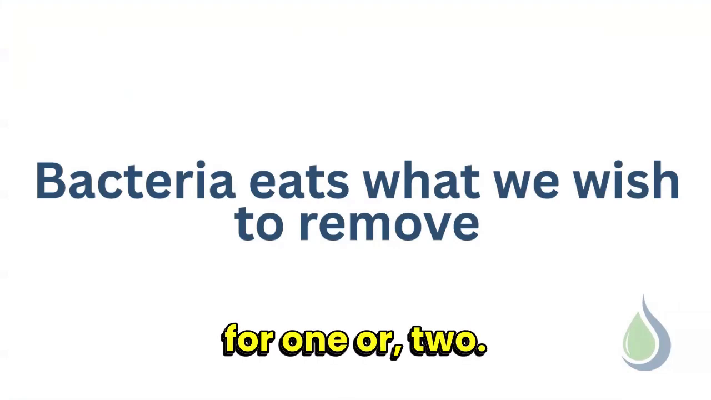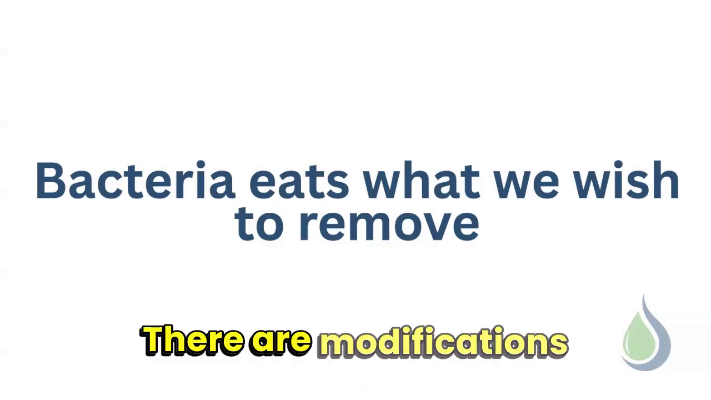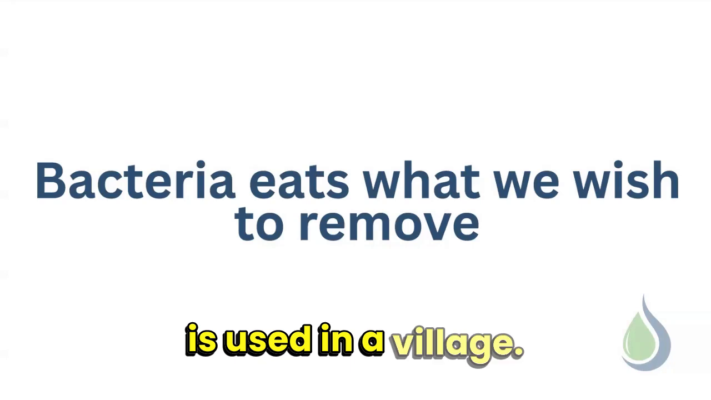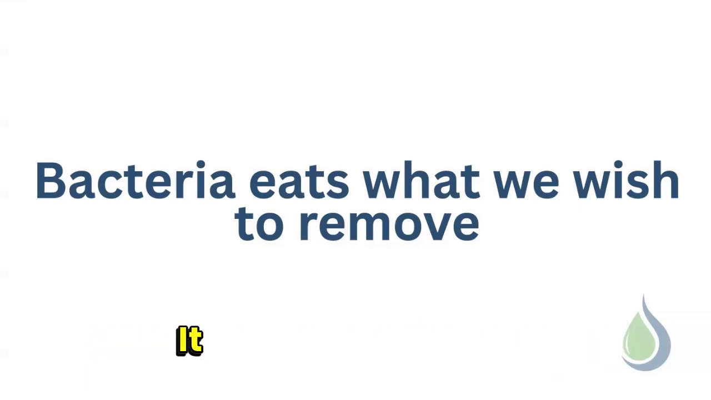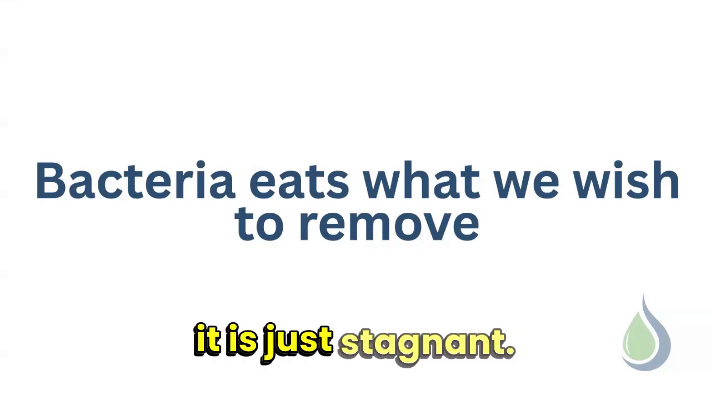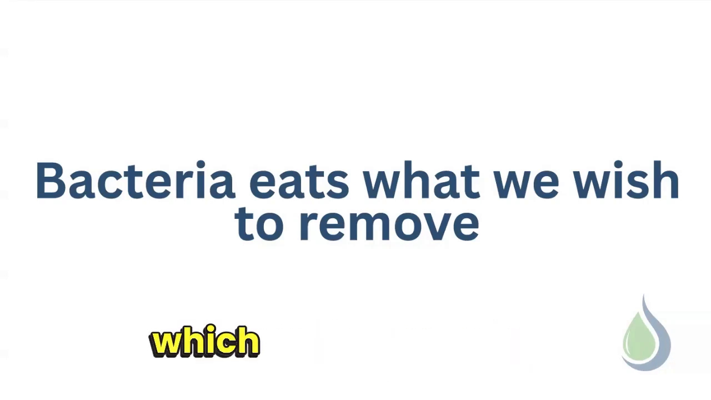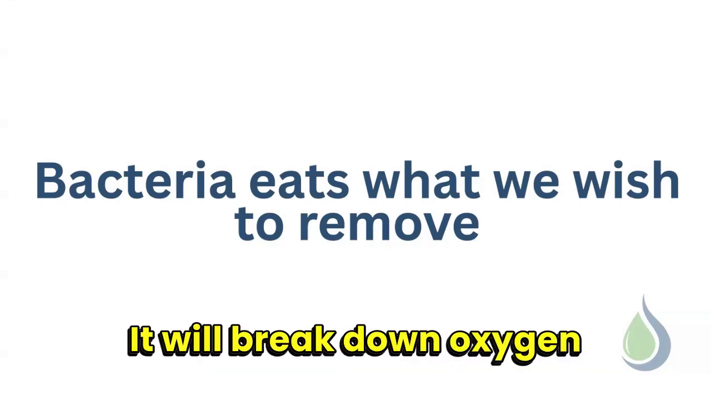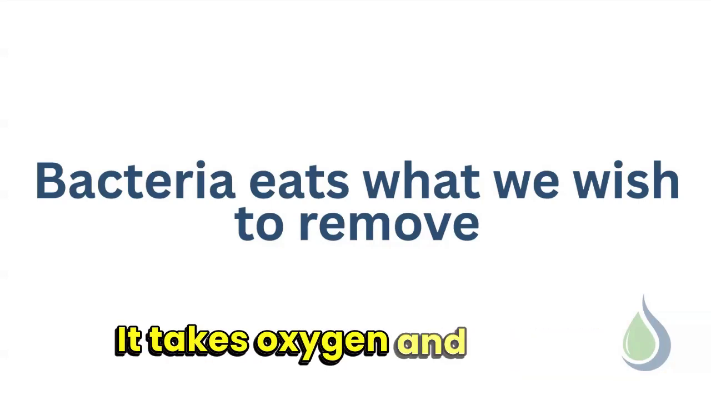There are multiple technologies for treating domestic wastewater, but all the technologies have one thing in common. Except for one or two, all the technologies use bacteria. They are all natural processes. They are all modifications of a natural process. Even a septic tank which is used in a village, where we are allowing sewage to enter and nothing is done, it is just stagnant. One type of bacteria will grow, anaerobic bacteria, which does not require an external source of oxygen. It takes the oxygen available in water and grows.